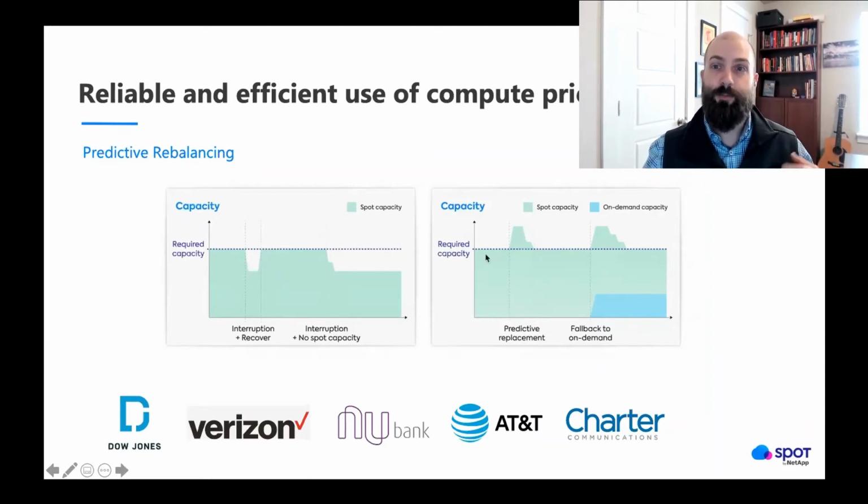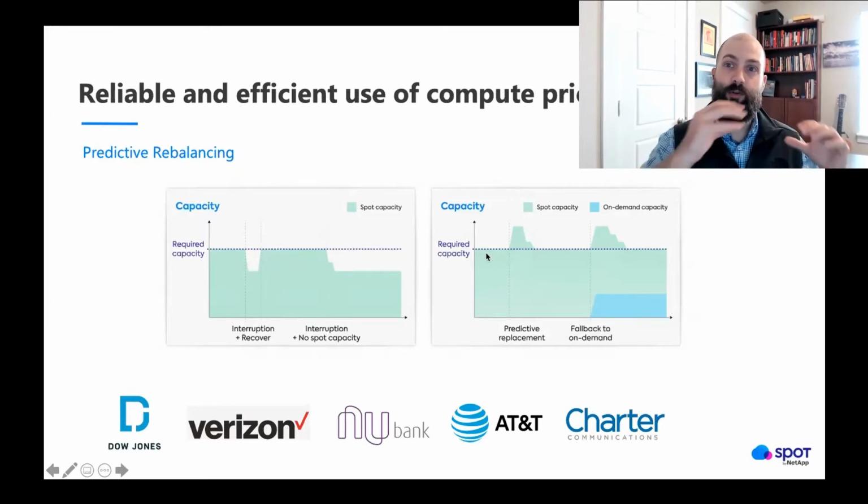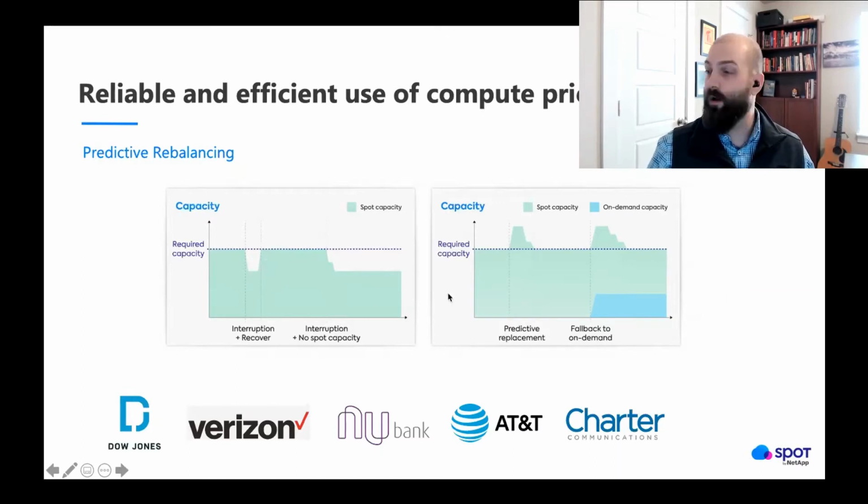Because we're able to predict when these instances terminate, we're able to do a green-blue replacement strategy to gracefully migrate that workload to an instance and maintain that level of capacity throughout the entire workload's needs. And we're even able to fall back to on-demand or reserved instance capacity if there's just not enough Spot capacity available. So that really is how we drive the reliability within the platform.